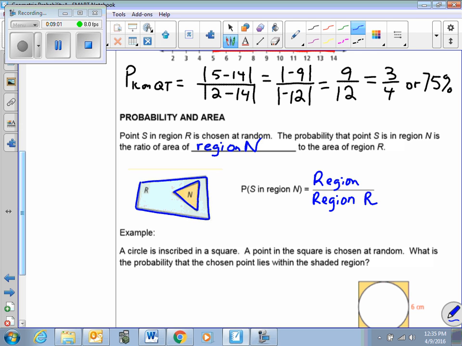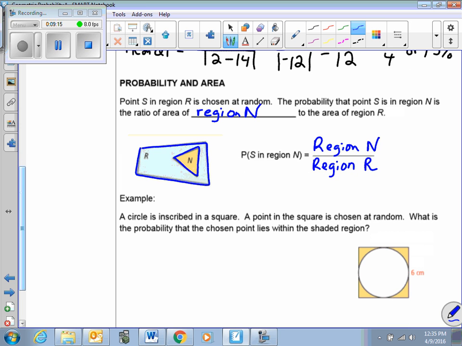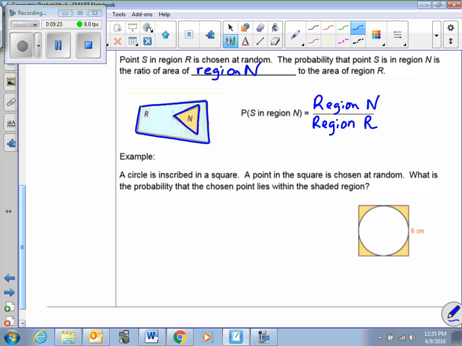Favorable always on top, total always on bottom. If you put the smaller one on bottom, what's going to happen? You're going to get a probability greater than 1, greater than 100%. Not possible. So guys, if you're ever working a problem and you find a probability that's greater than 1, you know you got it wrong. You cannot have a probability greater than 1.